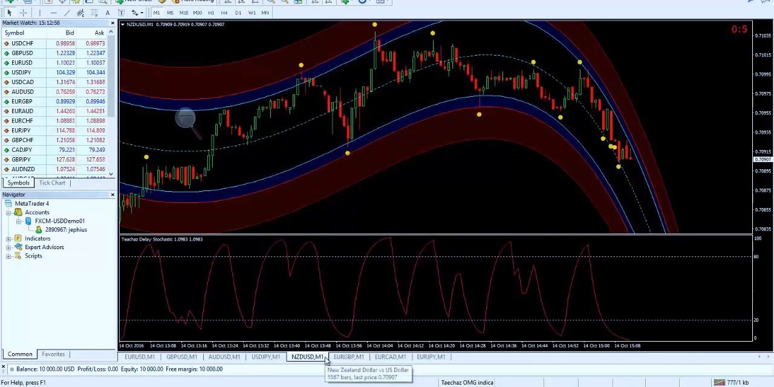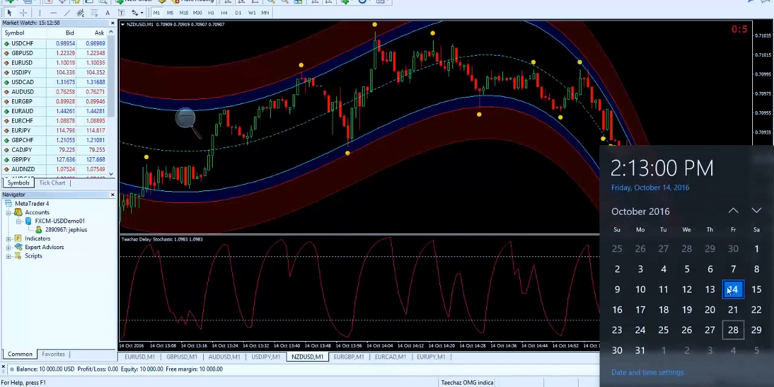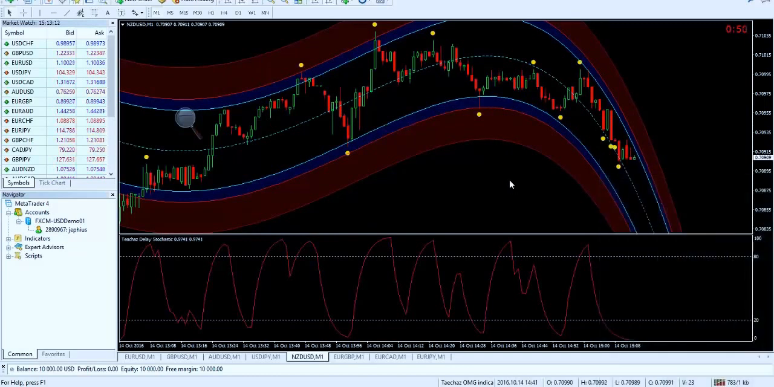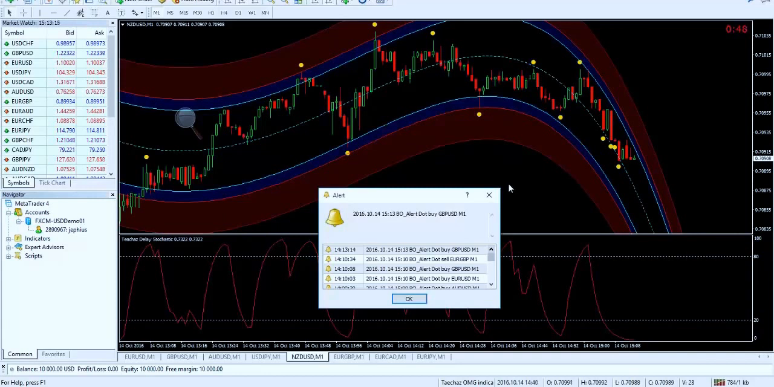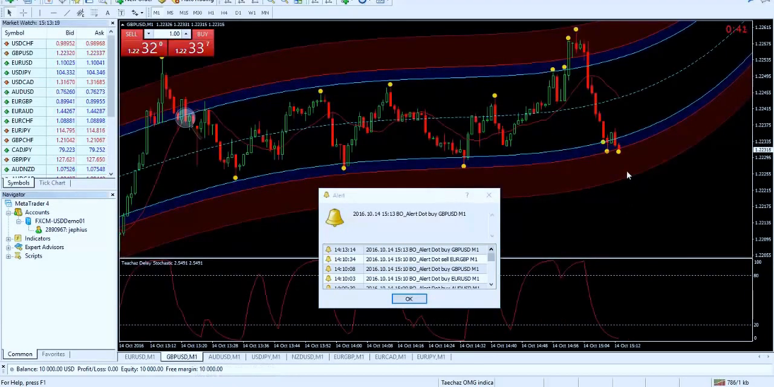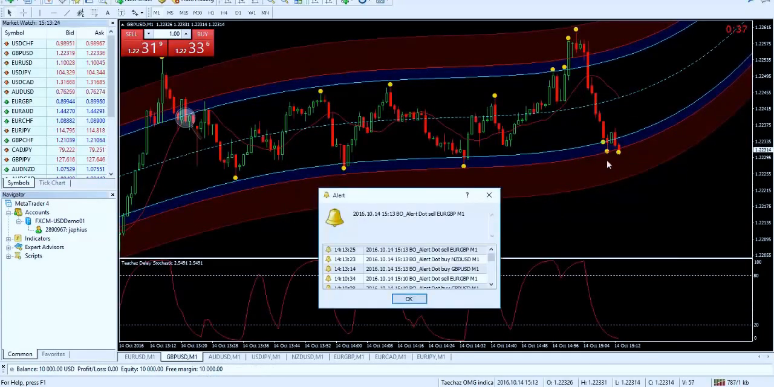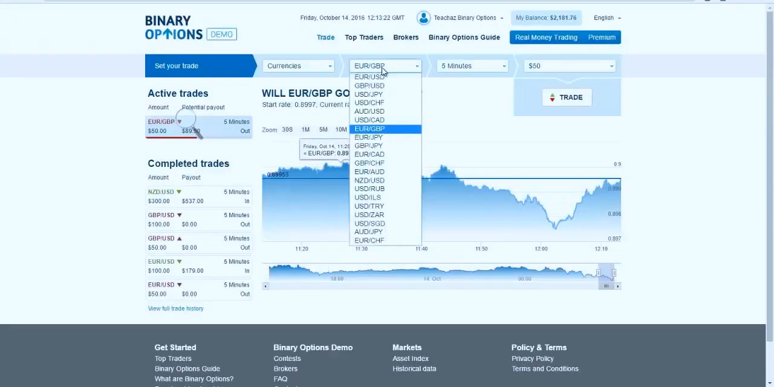This is New Zealand US dollar, and if you can check here, today is Friday, the 14th of October 2016, and it's around 2 p.m. You can say 2:15 in the afternoon, and this is +2 GMT, because I'm actually recording this from Africa right now. There is another possible trade, the GBP USD. It's already in the red zone, and I'm getting the signal saying it's going to go up. So I'll quickly just go to this.